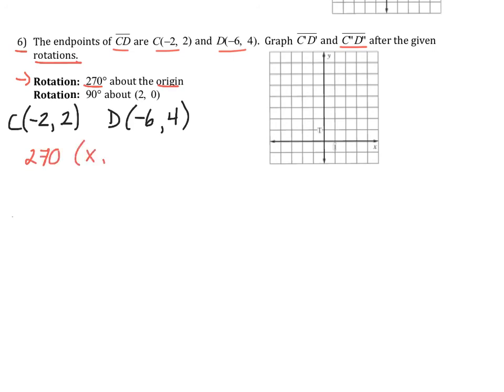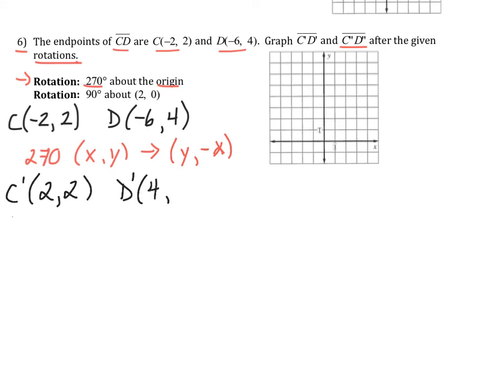We have a rule for this one. My xy coordinate is going to become y, negative x. So now my new coordinates after the first rotation, it's going to end up being 2, positive 2. And D prime is going to end up being 4, positive 6. Now I have to perform the second rotation. So it's 90 degrees, but the problem is it's not about the origin. It's about this point 2, 0.